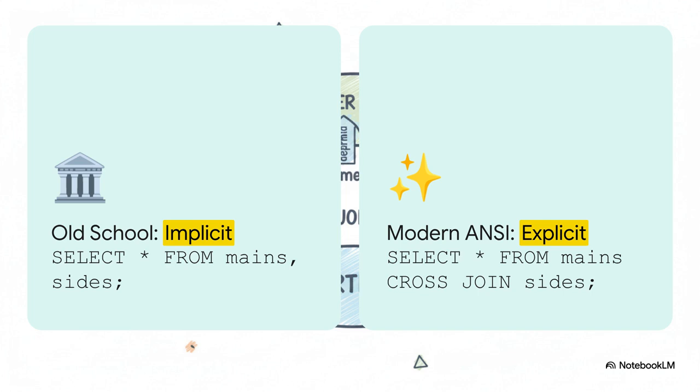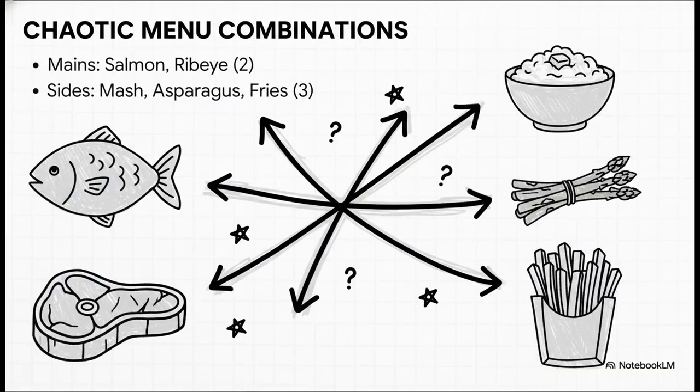But here's the thing. Regardless of which syntax you use, if you don't provide a filtering rule, Oracle's database engine does the only thing it knows how to do. It matches every single row of table A with every single row of table B. Let's apply this logic back to our restaurant menu, just to see the real-world impact.